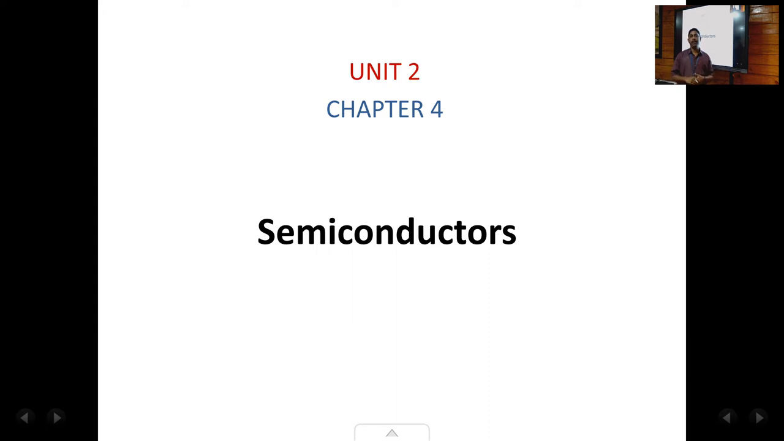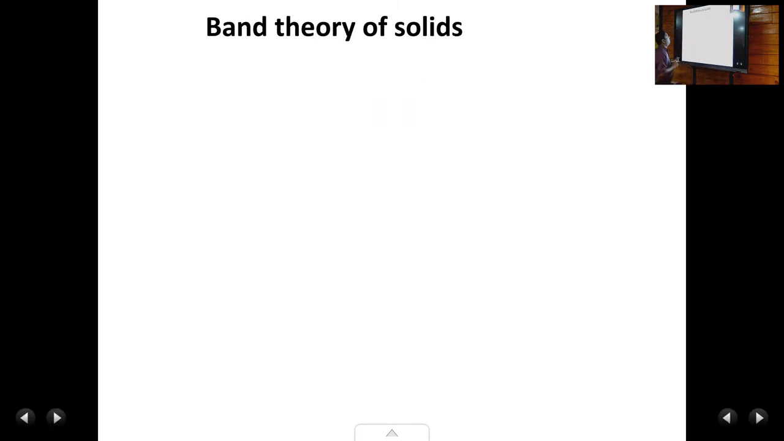It's a chapter on semiconductors. This is a chapter from unit 2. It is the fourth chapter in this entire syllabus. So in this chapter, in the beginning we are going to study what is called the band theory of solids. More or less some of this you already know, just a revision sort of. And then further on we are going to study transport phenomena, the different types of currents which exist in a semiconductor. So to begin with, the band theory of solids.